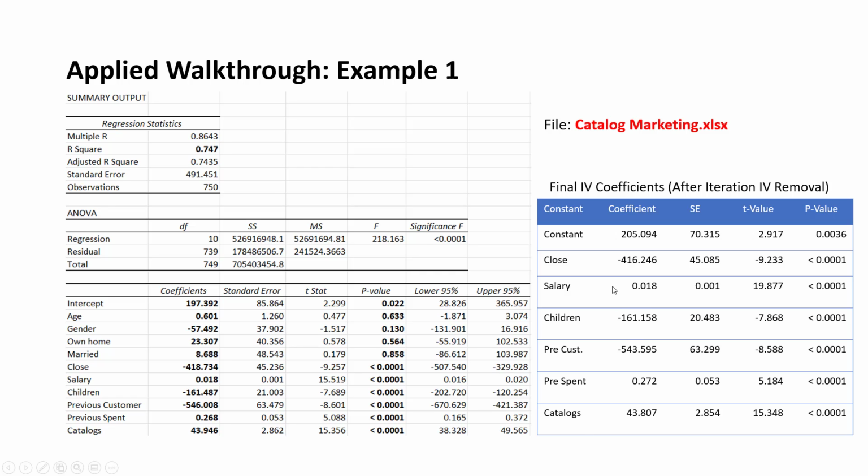And so this had to do with somebody's salary, right? So basically this says they were willing to spend 1.8% of their salary on catalog orders. They had children, they were less likely to spend, right? They're a previous customer. So all these things add up, and you can read up more about that in the write-up within the working example.